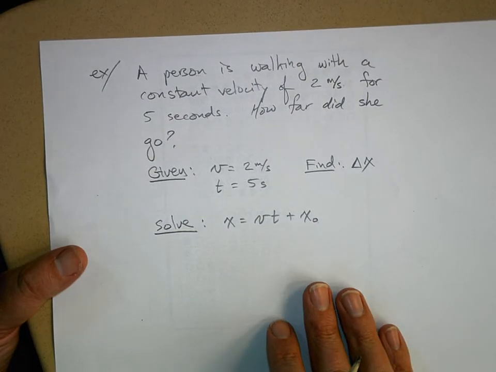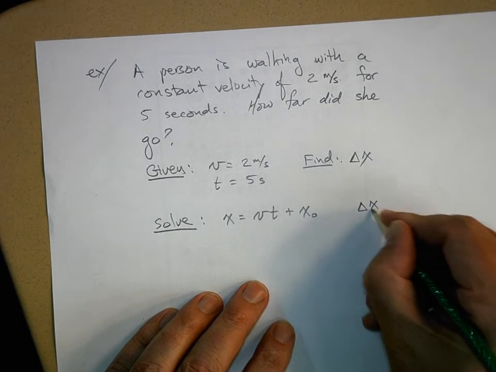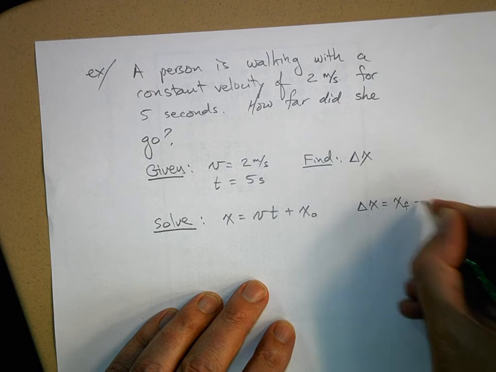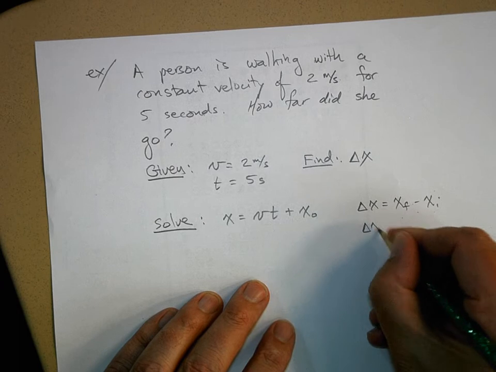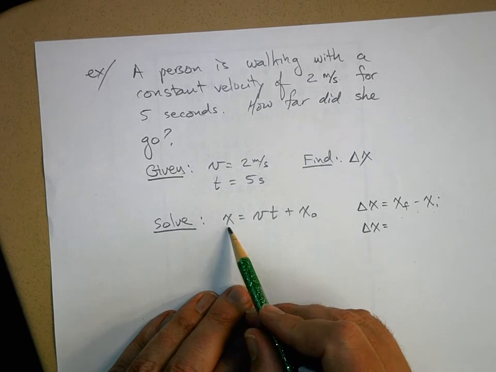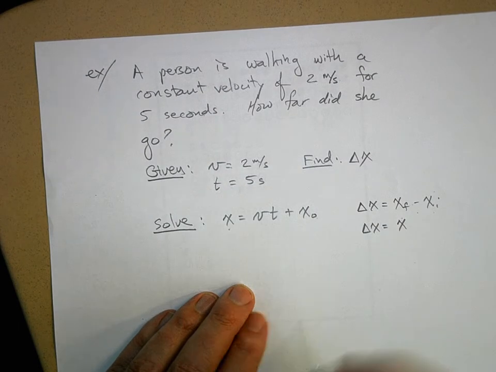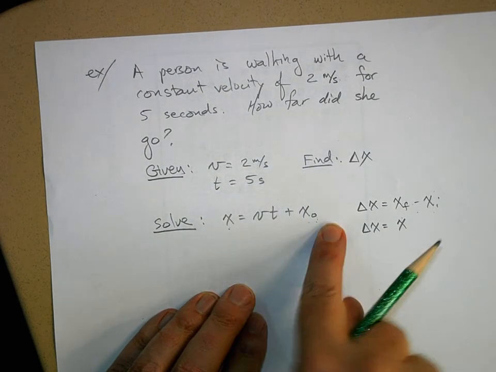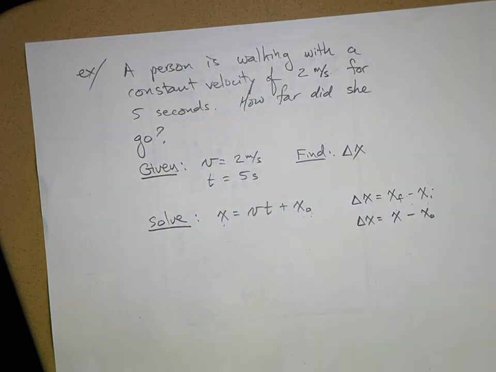But here's something we know. Delta X is X final minus X initial. That's the operational definition of a displacement. Take the final position, subtract the initial position from it, you got it. Well, in the notation we're using right now, X in this equation is the final position. X sub zero in this expression is the initial position. Yes? Okay.